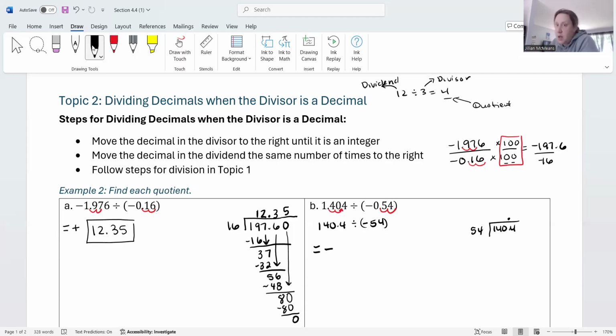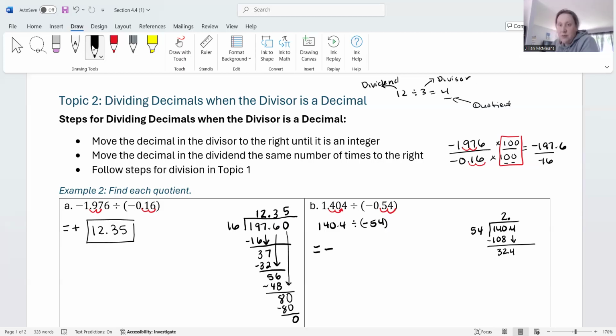Now, 54 will not go into 1. It will not go into 14. It will go into 140. So 54 times 2 is 108. So 108, that's as close as I'm going to get to 140 without going over. So we'll say 54 goes into 140 twice. 2 times 54 is 108. So let's see, 140 minus 108 is 32. We want to drop down the next digit in line, which is a 4.